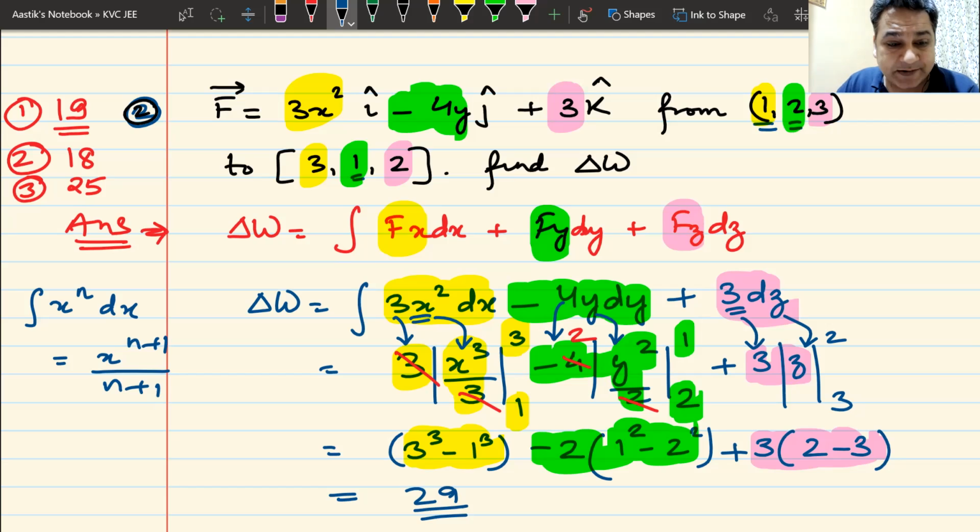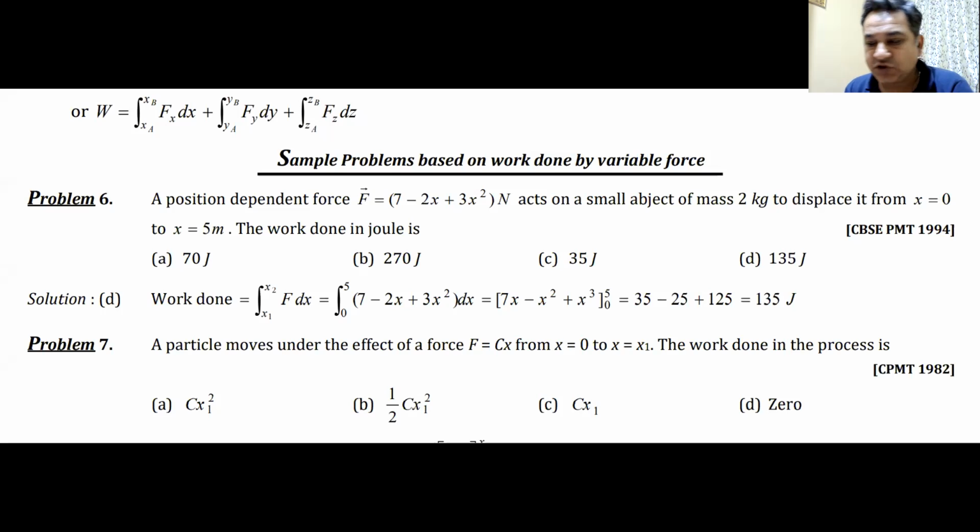Okay, shall we move ahead? And this is the question that comes to you. And remember, as I said, 3-dimensional force will only come in JEE Advanced. We move on to problem number 6.